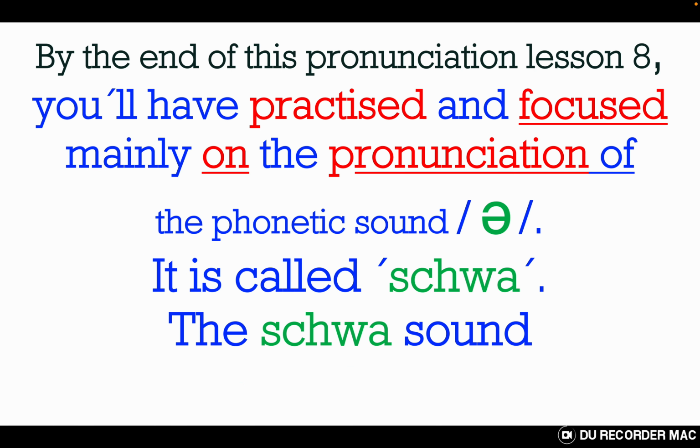Let's continue. By the end of this pronunciation lesson 8, you'll have practiced and focused mainly on the pronunciation of the phonetic sound. So this sound is found in many words at the beginning of the word, or when we have a word that has 2 syllables or more. So absolutely you will find the short form vowel. It is called Schwa. The Schwa sound. Let's continue.